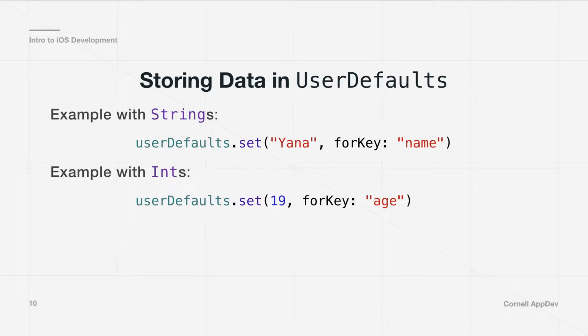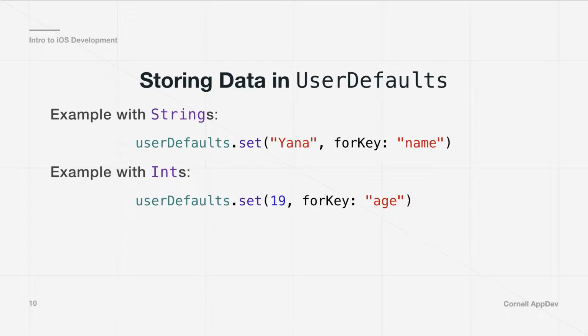And then to store data into user defaults, if you're using the basic data types like strings or ints or bools, it's actually very, very simple. You just do user defaults.set, and then the way it works is you put the value and then you put your key. So your key has to be a string, but then the values can be various types. So I just set Yana for key name because that's my name, and then 19 for age because that's my age.